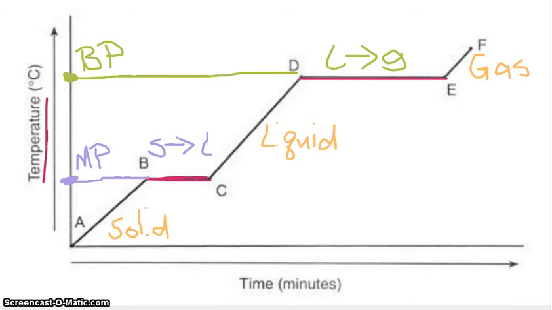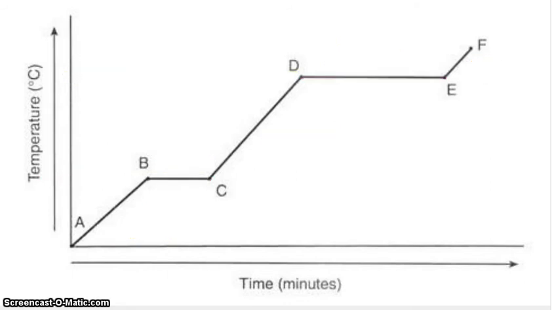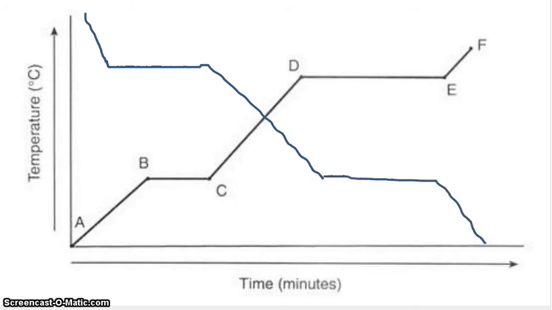All right, now with a heating curve, they could also flip this around and give you a cooling curve. So if you saw a cooling curve, it's exactly the same, except it's like a mirror image. So it's going to start up, still have a plateau between a liquid and a gas, go back down, have another plateau between a solid and a liquid. So it's pretty much the exact opposite. Your labels are still the same, so as you go through, your gas is up here, your liquid is still in the middle, and you end up at a solid.